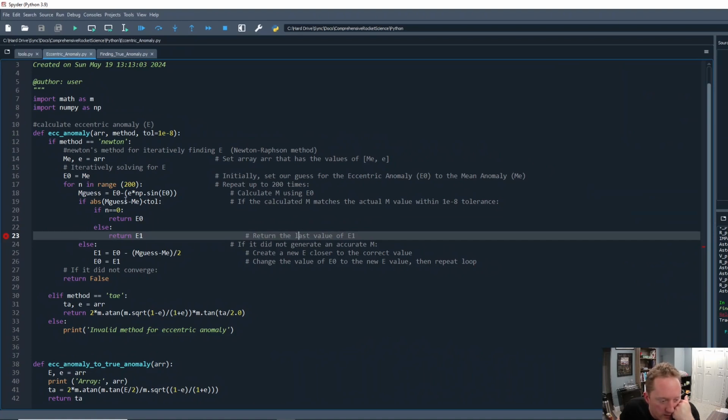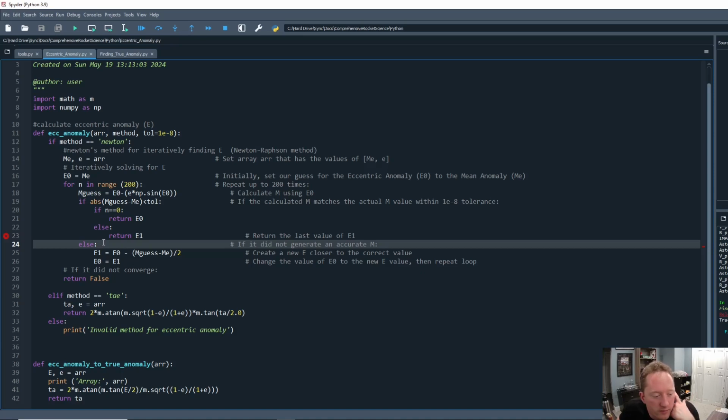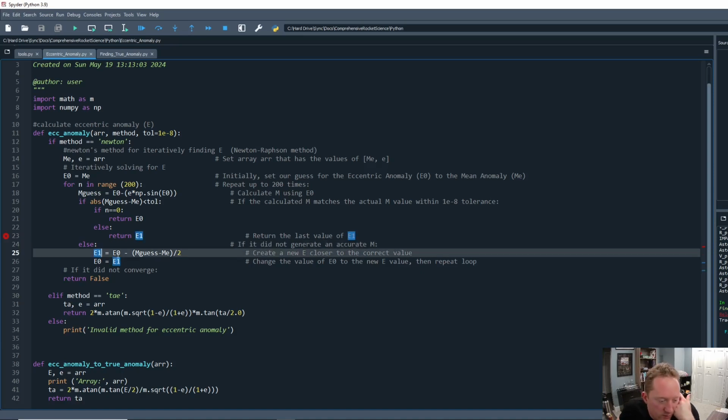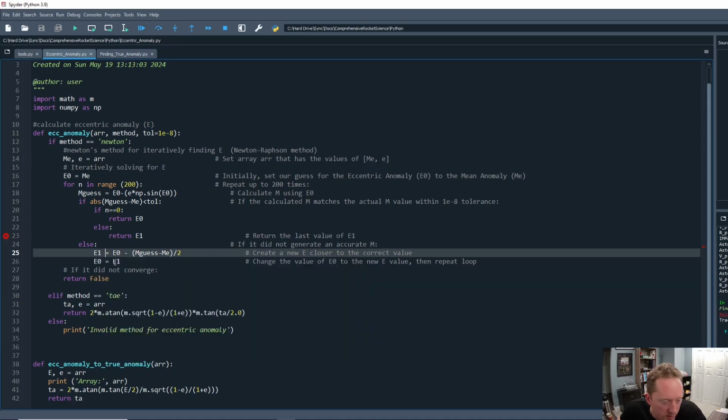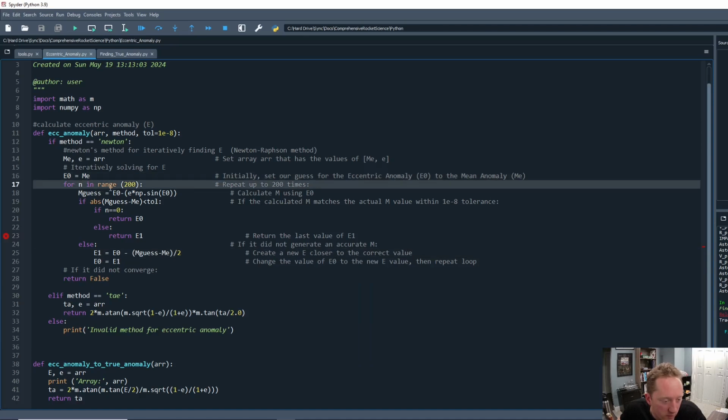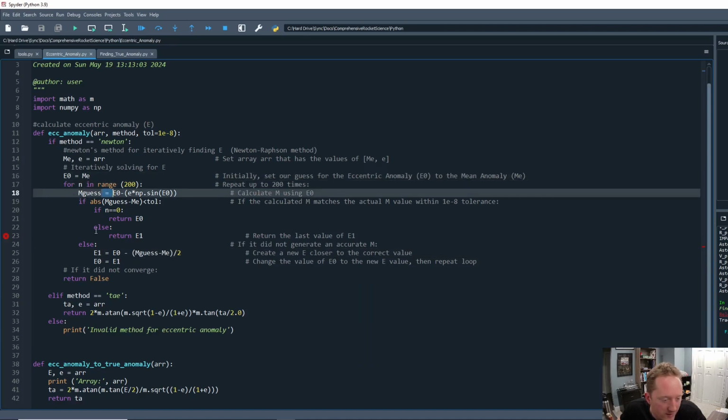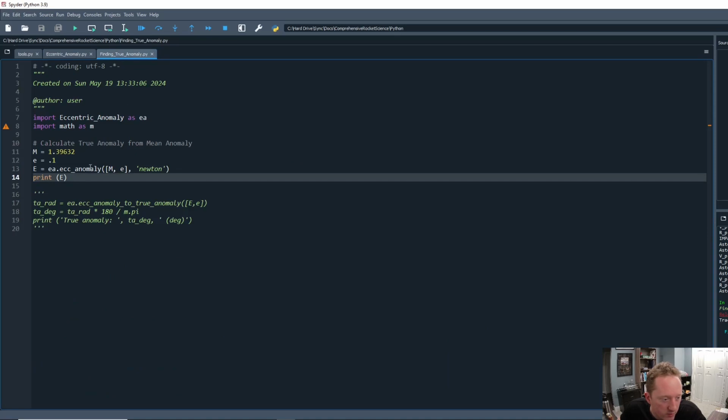All right, if it did not find it on the first pass, then it's going to set this E1 equal to what you had, and it's going to subtract what you had from the actual value and divide by 2. So it's just going to get a little bit closer. And from there, it will go ahead and set E0 back to E1, and that's going to pop you back up to the top here for this for loop, and it'll guess again. This is going to solve iteratively 200 times until you converge on a solution. If it doesn't converge in 200 times, it'll return false. And yeah, that's pretty much it.